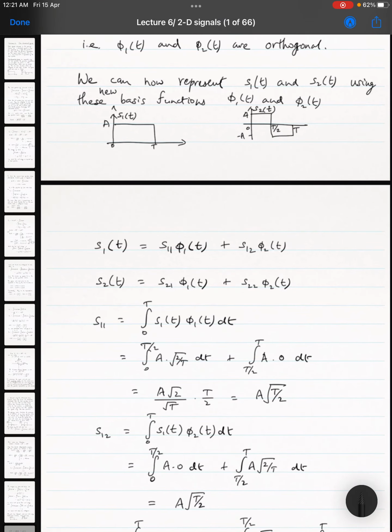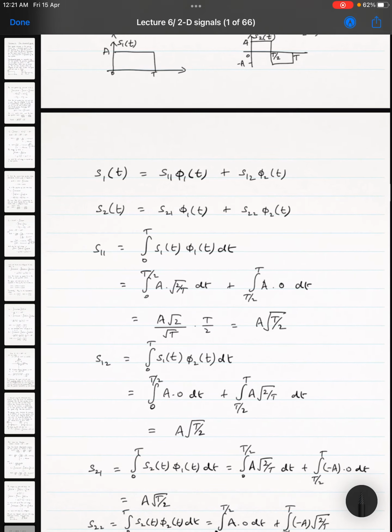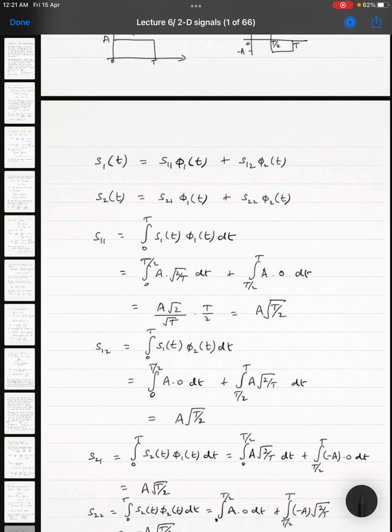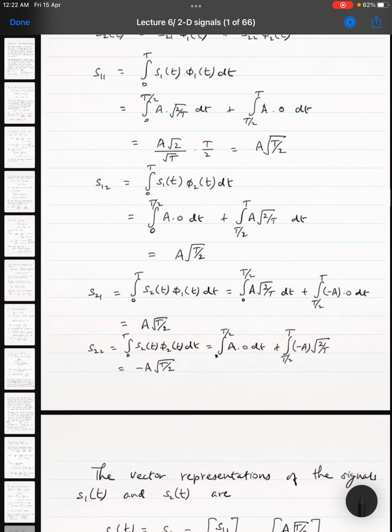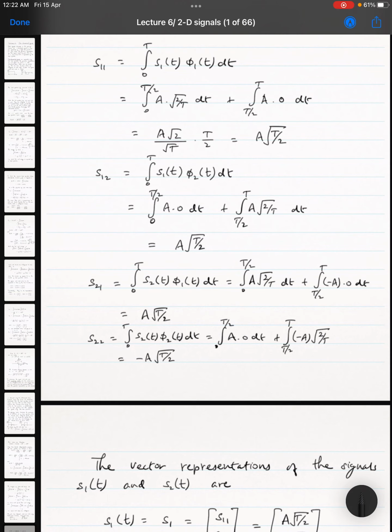And for that vector representation in terms of these new basis functions, we have to compute the projection of S1 of t onto this new basis function phi1 of t. Similarly, the projection of S1 of t onto the new basis function phi2 of t. So we get S11 and S12. Similarly, we can compute S21 and S22 and get the vector representation of the signals. So clearly now we have S11 and S12. If you recall, in the previous case we got S12 as 0, but now S12 is non-zero, so S11 has a certain value and S12 also has a certain value. And similarly we can have S21 and S22 as well.